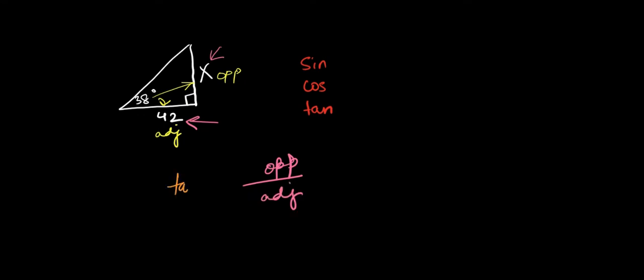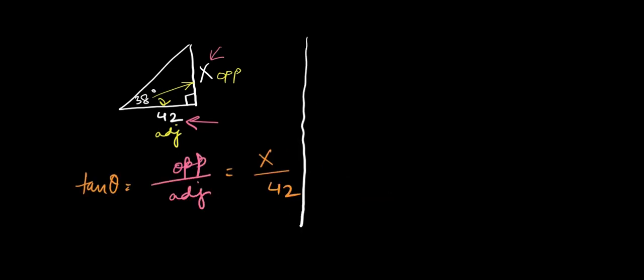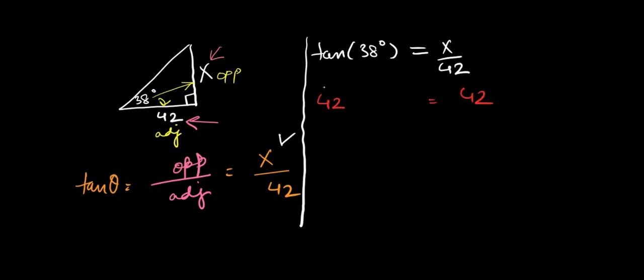So tan theta is equal to opposite over adjacent, that is x over 42. So let's solve for x. Tan 38 degrees is equal to x by 42. In order to get x by itself, we need to multiply both sides by 42. This will be the same, tan 38 degrees and x by 42.